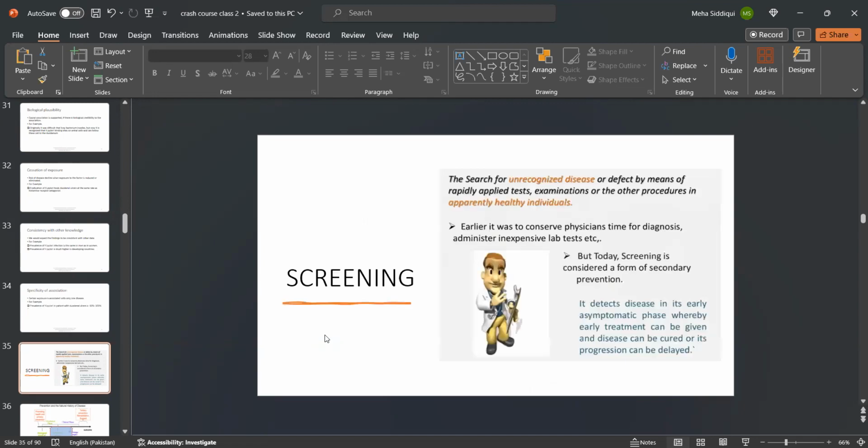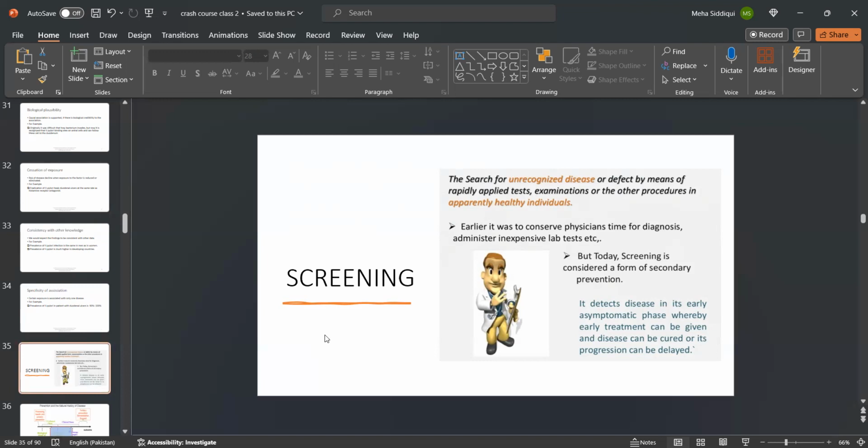Then comes our other topic, that is screening. The search for unrecognized disease or defect by means of rapidly applied tests, examination, other procedures in apparently healthy individuals. So this comes in screening. Today, screening is considered a form of secondary prevention.